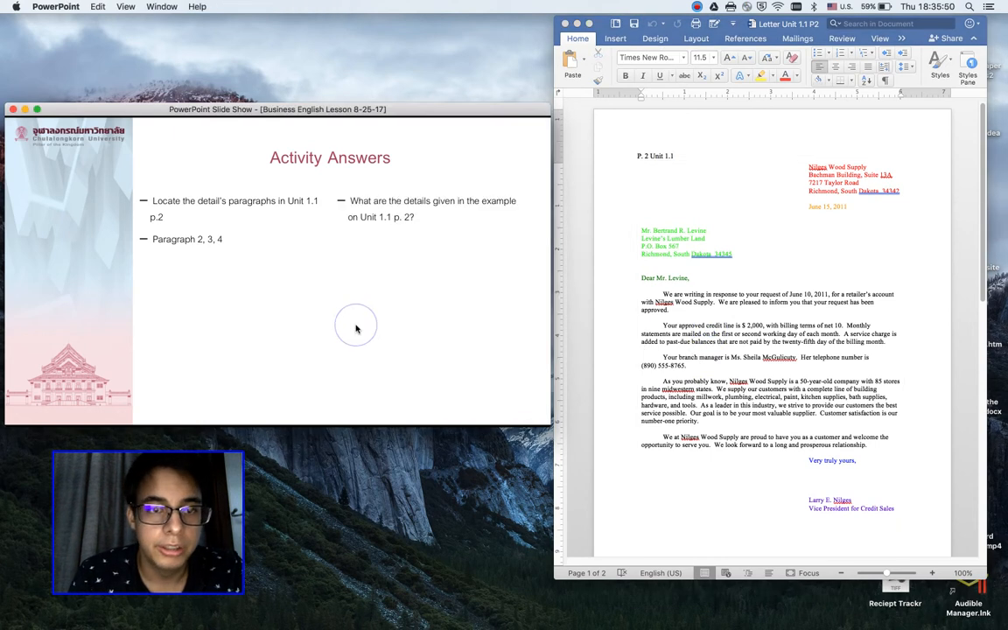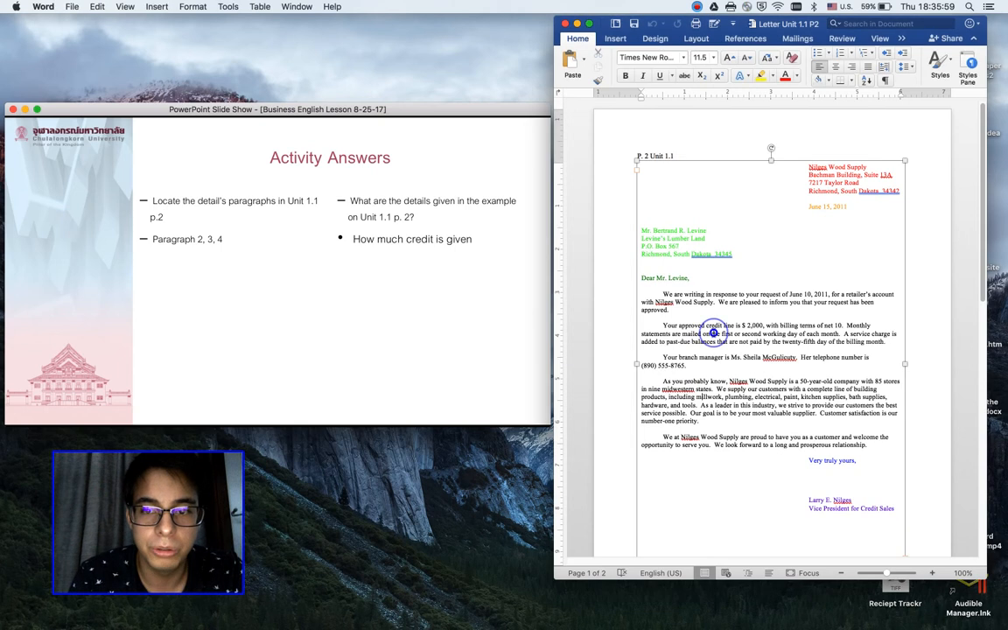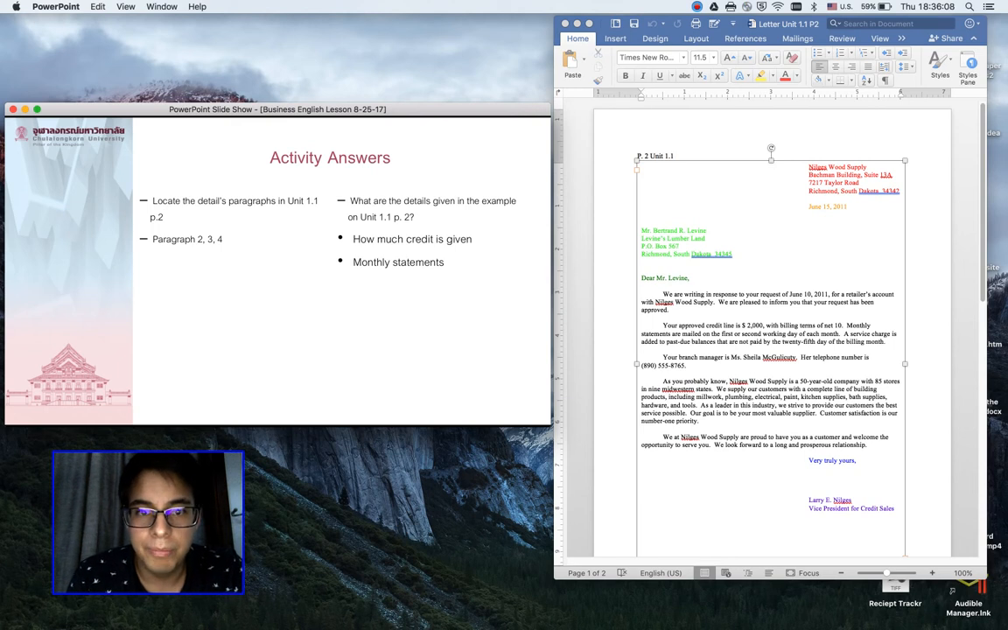Okay, so the details that are provided is, for example, in paragraph 2, it talks about how much credit is given. So $2,000 in credit. It also explains monthly statements, in terms of billing cycle, service charges. Paragraph 3 talks about bank manager and contact info. And then finally, the third paragraph provides information about the company. So these 3 paragraphs are detail paragraphs, and they're stated simply, concisely, and precisely for the reader's benefit.